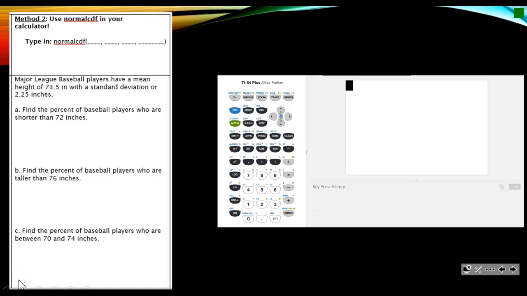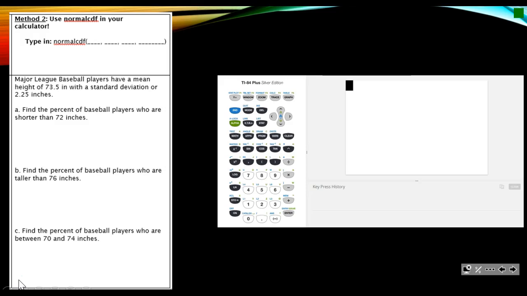Method 2 for calculating these problems would be to use your calculator. My personal opinion is that unless you do this a lot and you get really familiar with exactly how to type things in, it's not going to be as easy, I think, as just remembering how to do things using the z-score table. The other thing that I don't particularly love about this option is that you can't use exact numbers, and I'll show you what I mean when we actually do the problem. And so your answers aren't going to be exactly the same as they would be if you use the z-score table. So I'm going to show you what you need to type into your calculator.